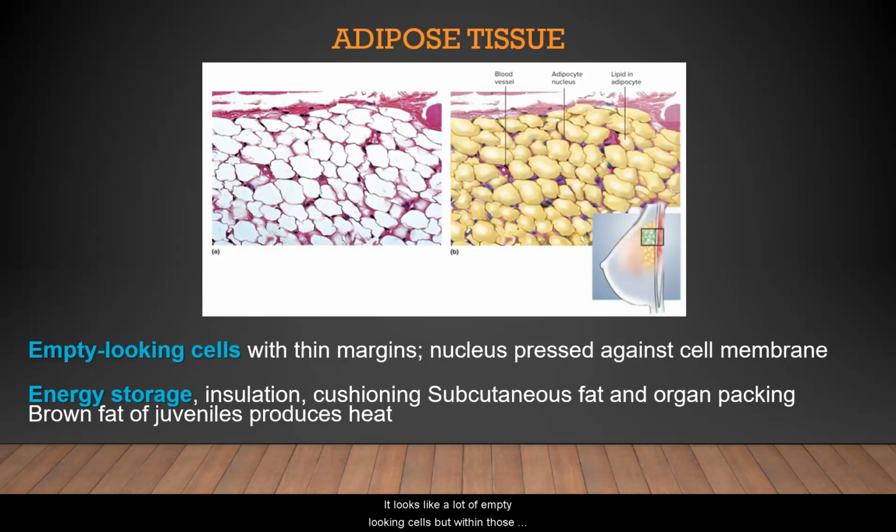Here's what fat looks like. A lot of empty-looking cells, but within those adipocytes is the stored fat. There are very thin margins, and the nucleus is pressed all the way up against the cell membrane. Pretty cool. Again, energy storage, insulation, cushioning, subcutaneous fat below the skin, and organ packing. And then brown fat allows young children to produce heat.